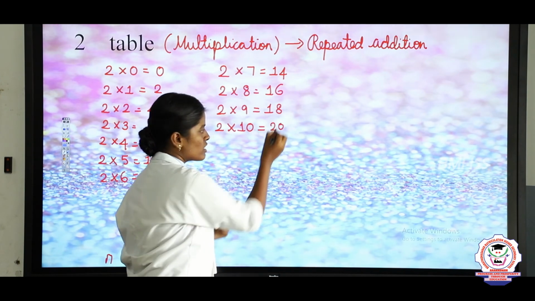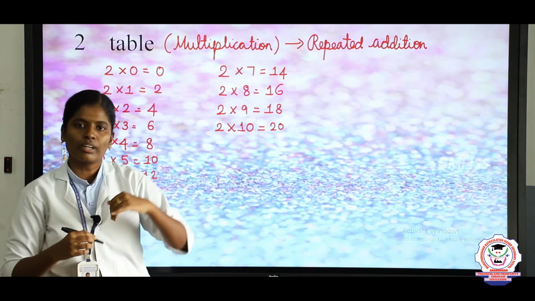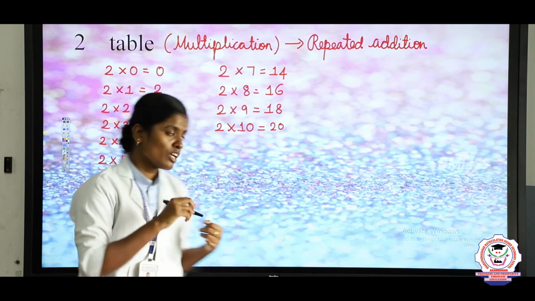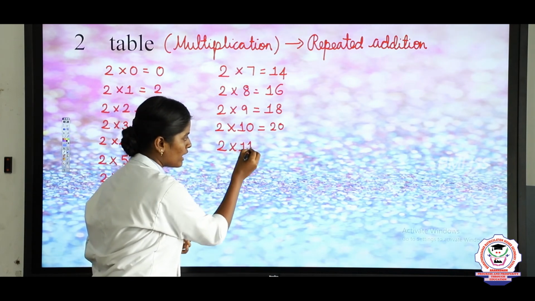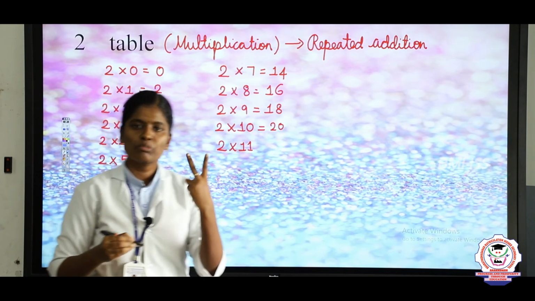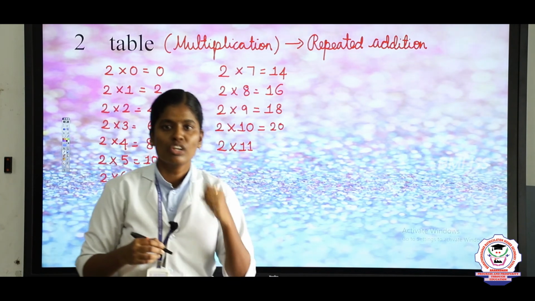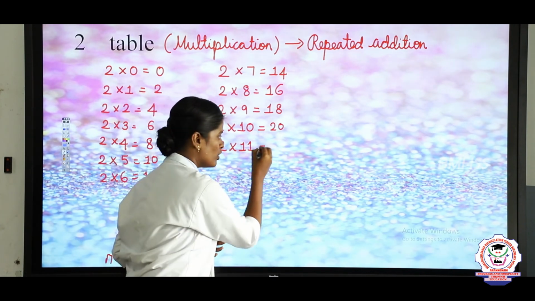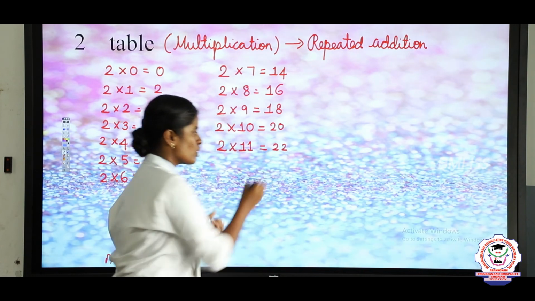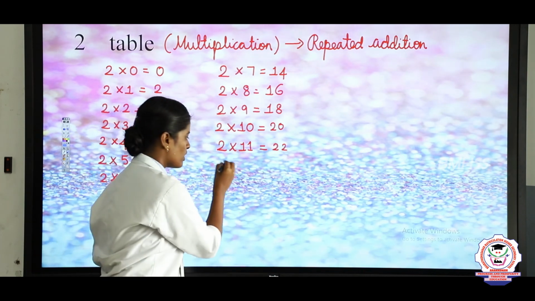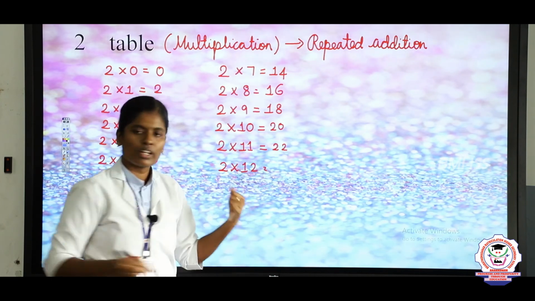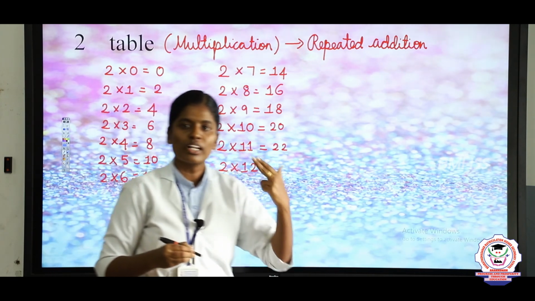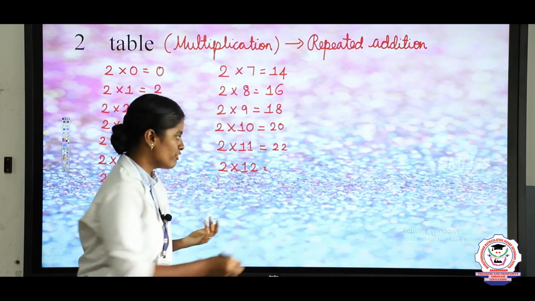The next one is 2 elevens are, and the final one is 2 twelves are. So take 2 elevens are. That is 2 times of 11. 11 plus 11, so the answer is 22. The next one is 2 twelves are. So what is the answer? 2 times of 12. So the answer is 24.